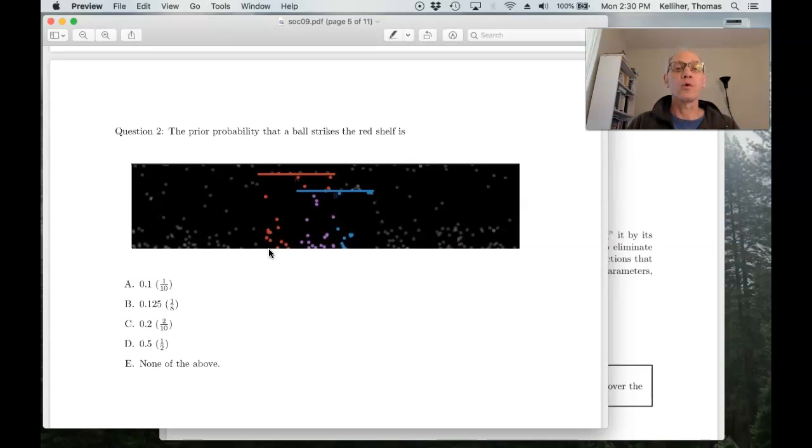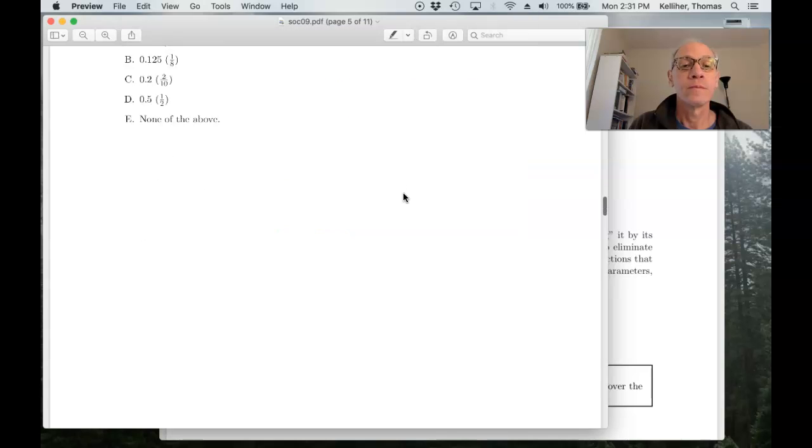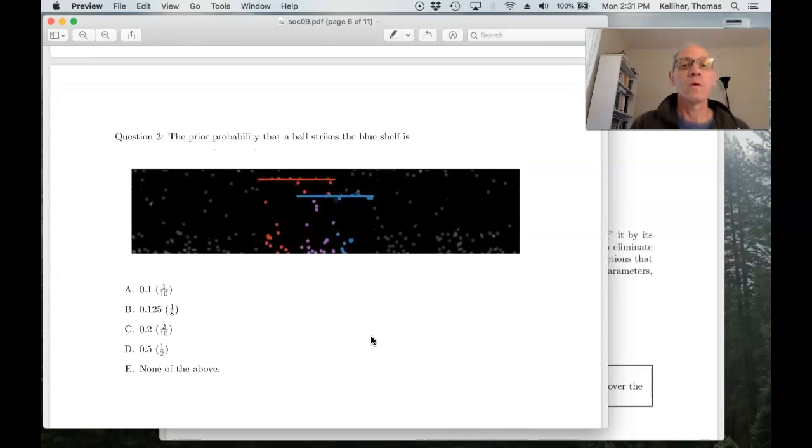Okay, so what's the probability that a ball strikes the red shelf? I'll pause. Okay, the answer is C, 2/10 or 20/100ths. Remember, this window is 100 balls wide. This is 20 balls wide. So we have 20 in the numerator, 100 in the denominator. Okay, next question.